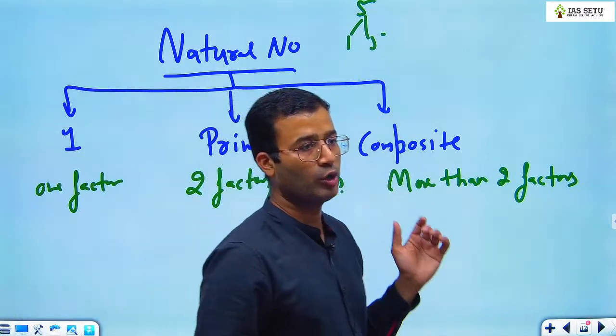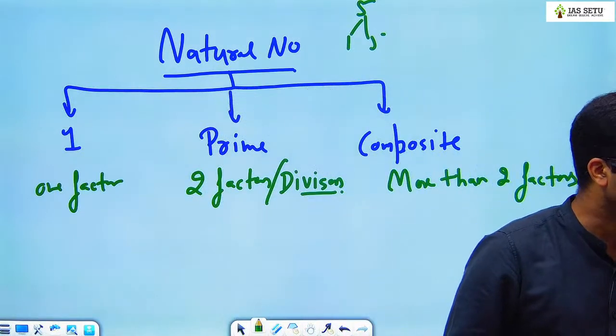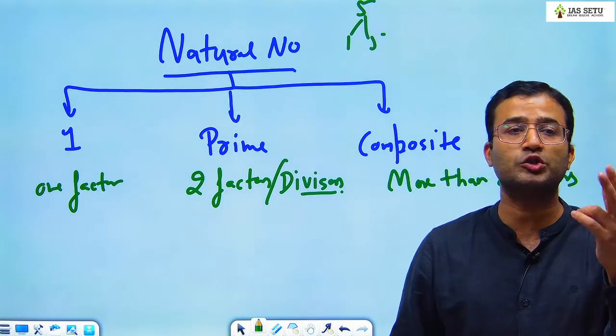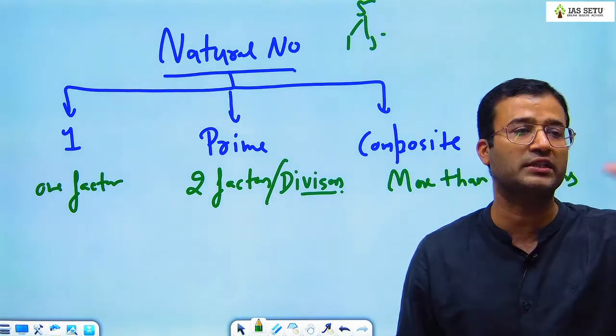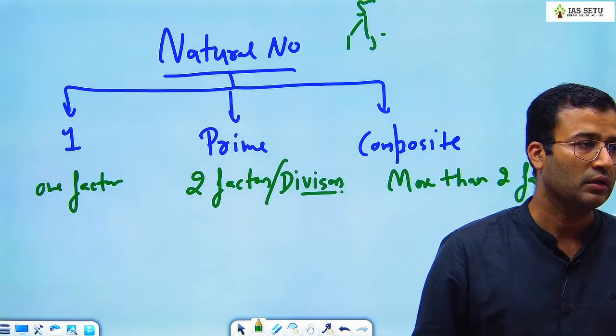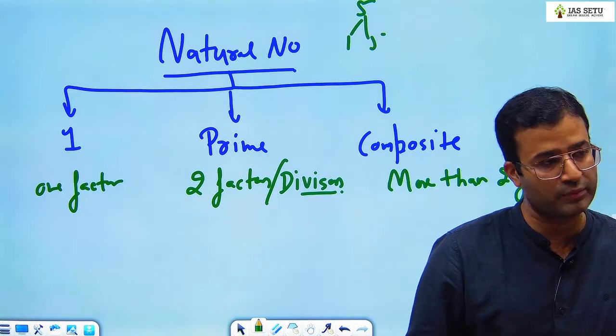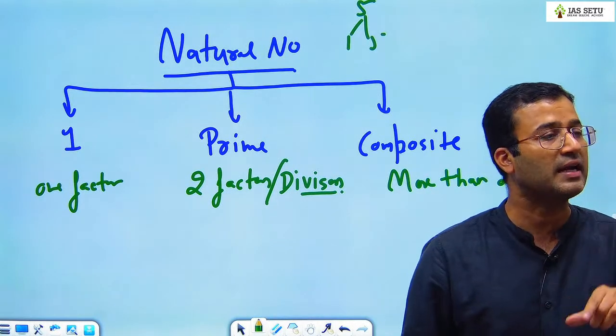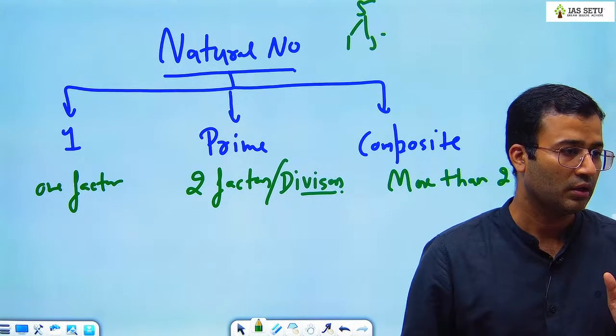उनको हमने prime number बोलना start कर दिया। See here, natural numbers which have exactly two factors, and then we realized these two factors are nothing but one and itself only. वो दो फैक्टर क्या मिले, एक तो वन मिला, बिकॉज वन इज फैक्टर ऑफ ऑल द नेचुरल नंबर, और दूसरा वो नंबर इटसेल्फ.